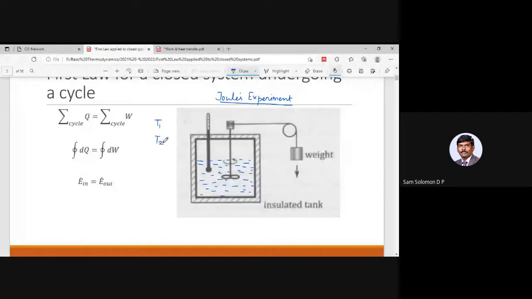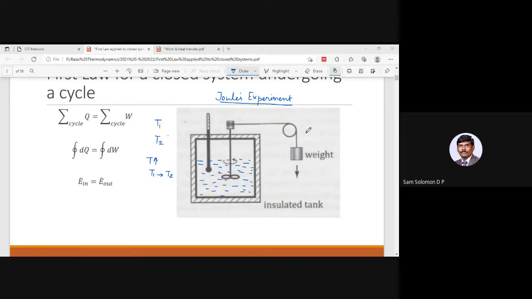Okay. So when the temperature got increased from T1 to T2, some amount of work has been done. Okay, some amount of work has been done. So if it is in the form of weight, I can see how much weight has been added, and I can find out the amount of work that has been done by the stirrer.